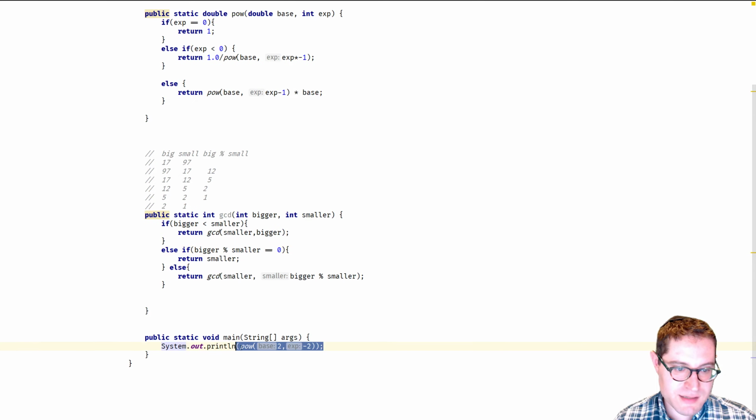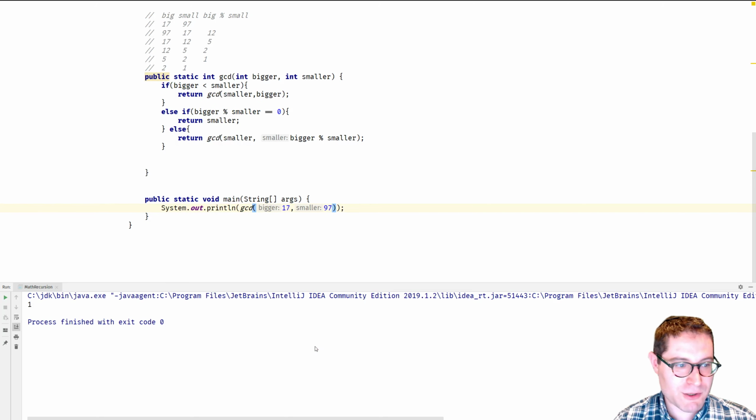Let's go ahead and test this. GCD 17, 97. Here we've got it, so even though we have bigger and smaller labeled, we can assume that the user might mess up at some point. 38, 18, and let's see, 20 and 15. Should be 5 in that case, right?